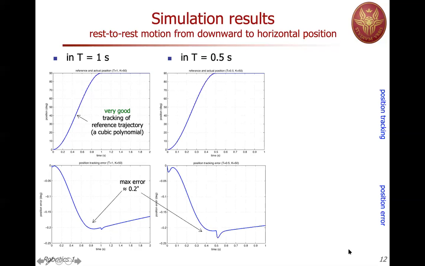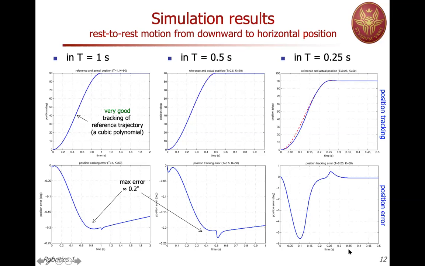Now, if we speed up, so we halve the total time, remember, which means that the velocities are doubled in this motion. The acceleration becomes 4 times the original acceleration. Still, if you look carefully, you can recognize the dashed red line, but the error remains very small. In fact, below you don't see any difference.